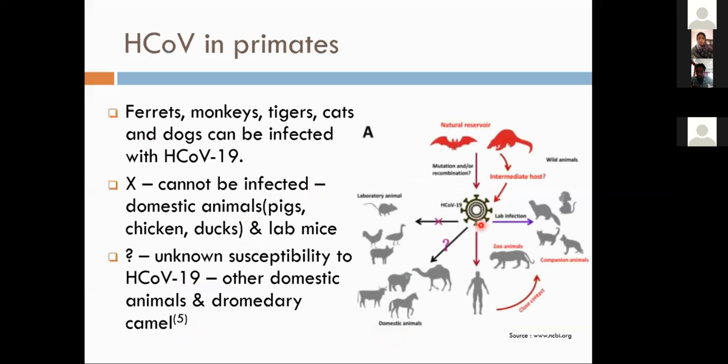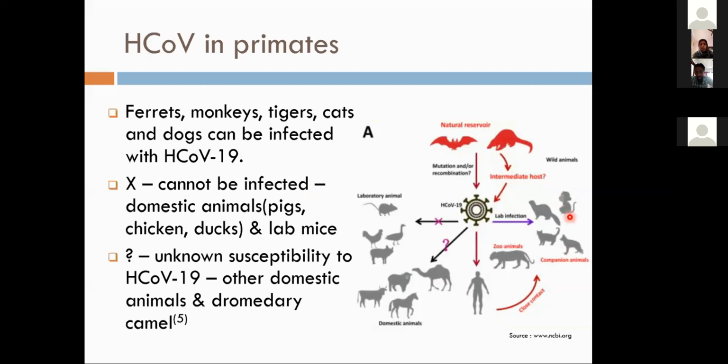HCoV in primates. Primates being the common ancestry in the process of evolution, we have a quick glance at this pictorial representation. Here, we can see the bat and pangolins are found to be the natural reservoirs. From the bat, the virus undergoes mutation or recombination to form HCoV-19. In the case of pangolin, it can form HCoV-19 either directly or through an intermediate host. Next, in the right part, we have live infection.